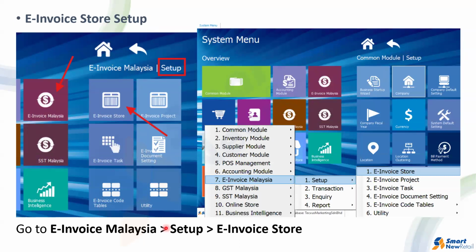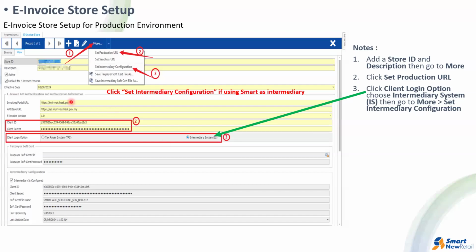Okay, after you have clicked the E-Invoice Store, you will come to this page. On the E-Invoice Store page, you just need to create a new record and give it a store ID. Actually, you can just key in HQ, and the description also HQ, no problem. And after that, you need to click More.